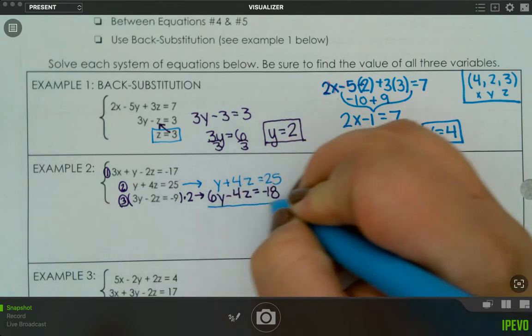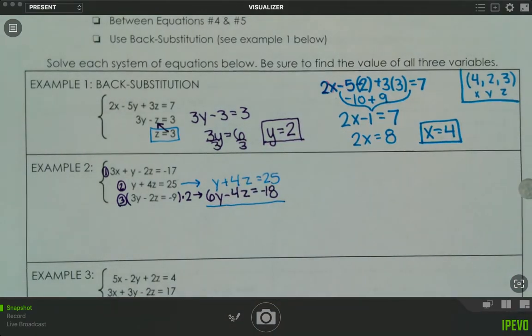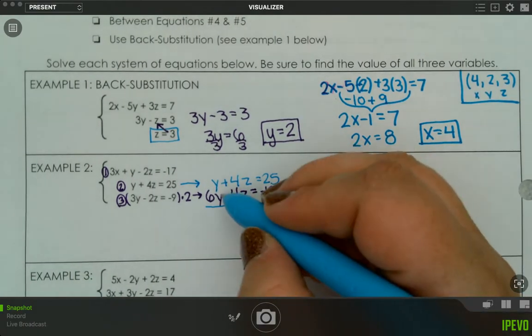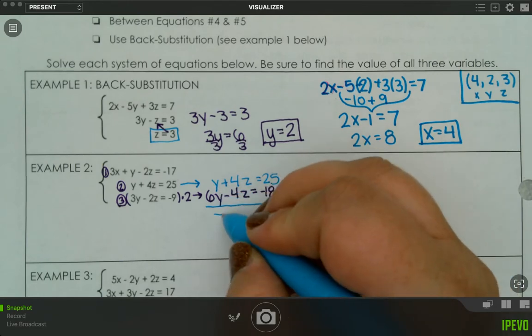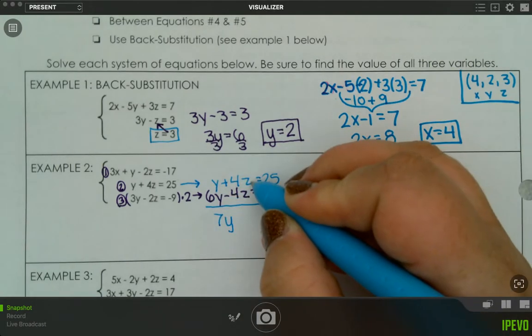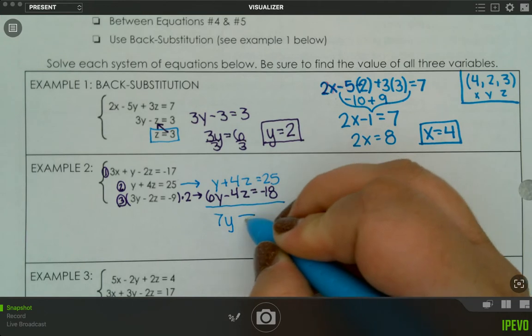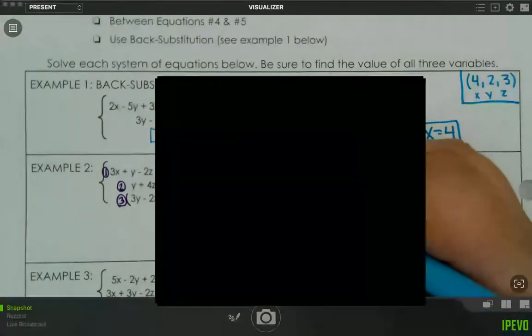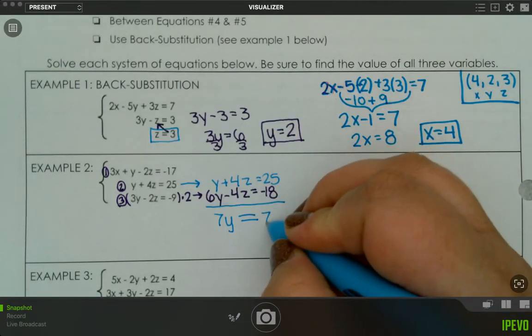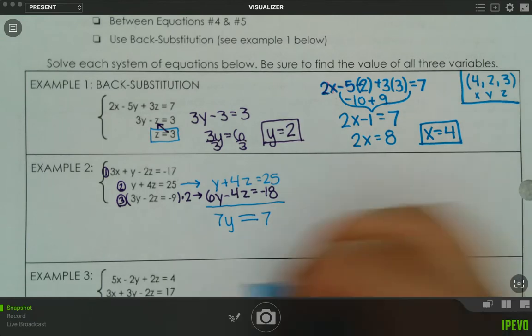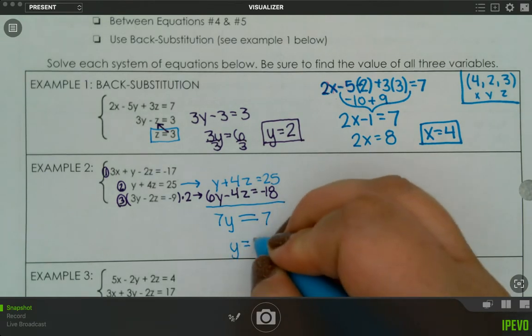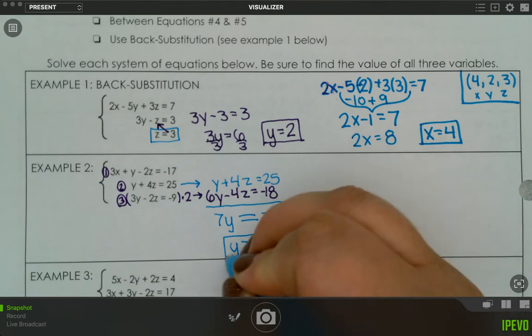And then I'm going to add these two equations together. So y plus 6y is 7y. 4z plus negative 4z is 0. Good, that was the whole point. And 25 minus 18 is 7. Then I can divide by 7 on both sides, and y is 1.